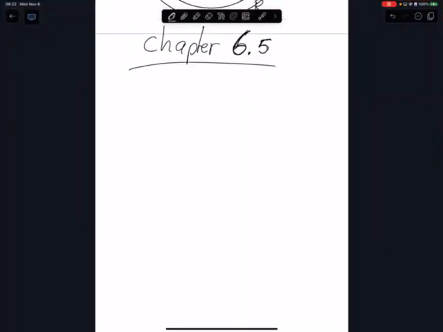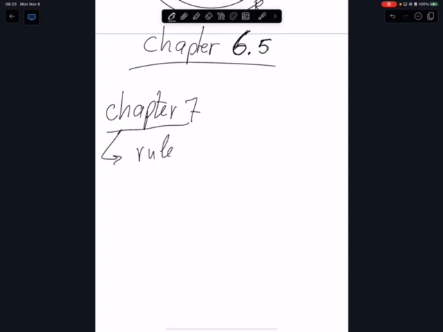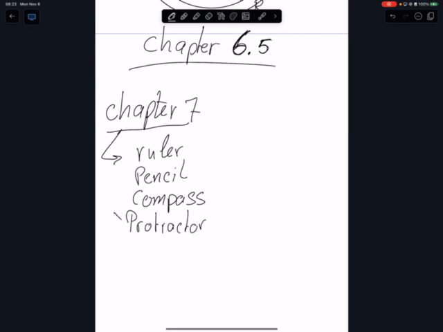So for the next chapter, which is 7, after the test week, you need a ruler, a pencil, and a compass. Protractor is not necessary.